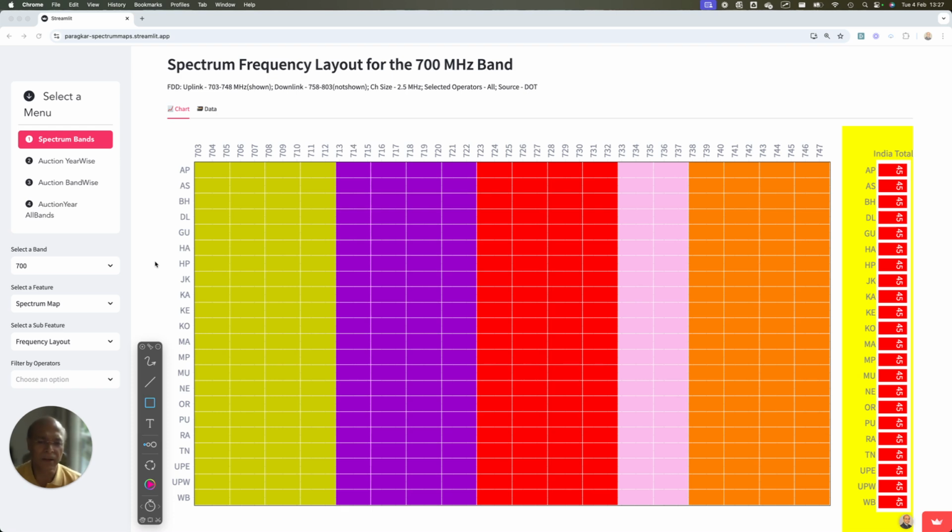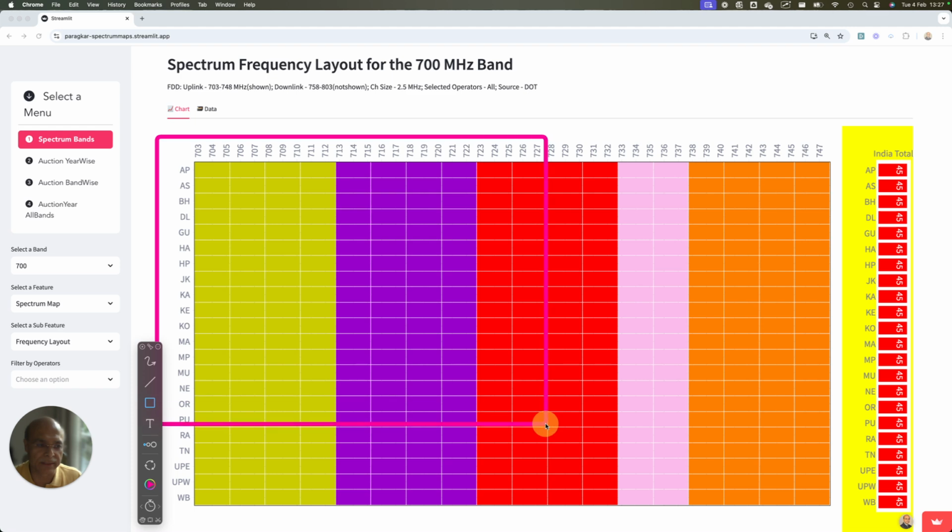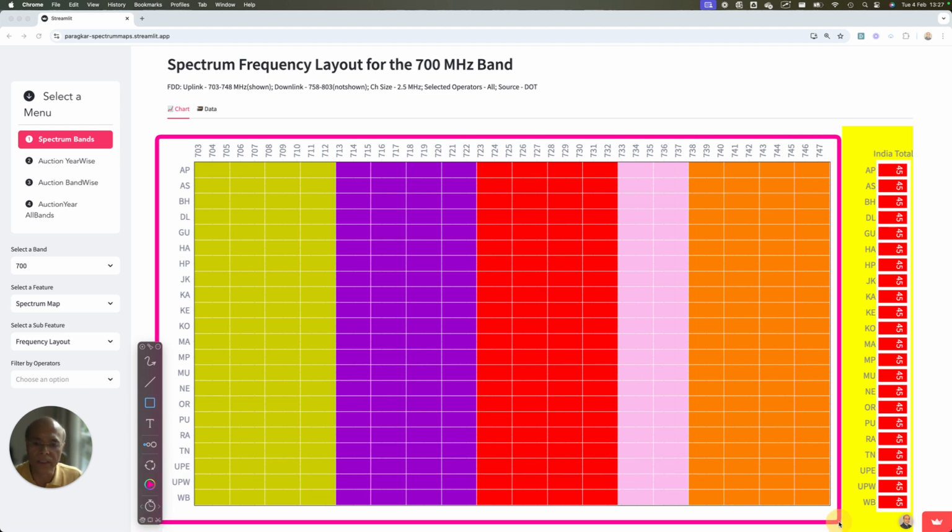Maybe people already know about this, but just to repeat for those listeners or viewers who are not aware of spectrum, this video will be very useful for them. Now in the 700 megahertz spectrum, this is the band structure right in front of you. So how does this band look?